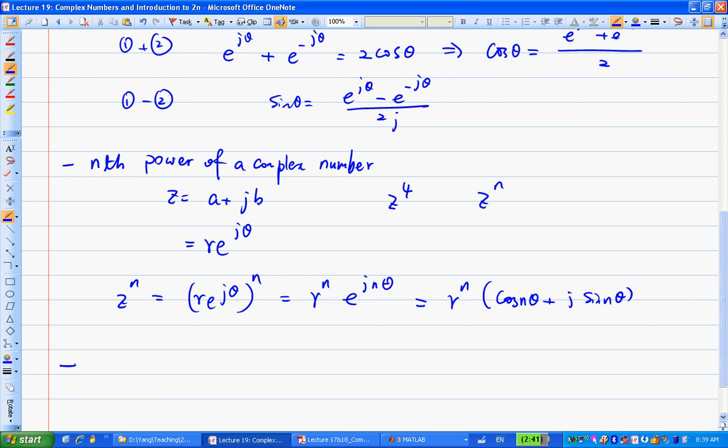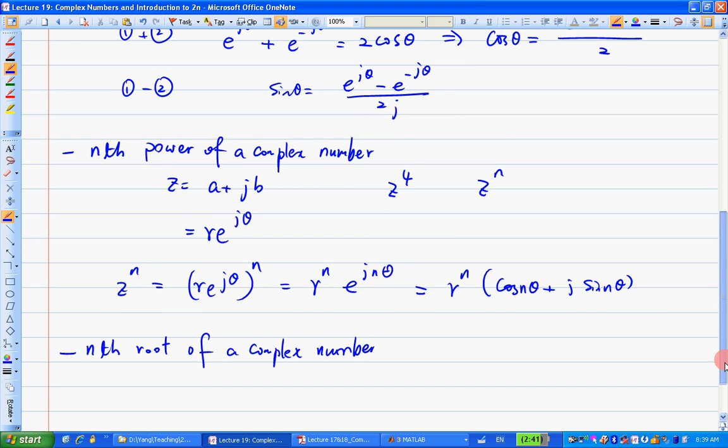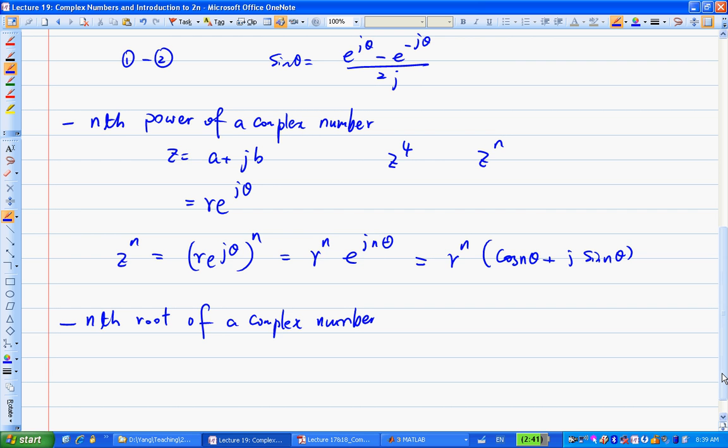So that naturally brings us to the next question. This is the nth power of a complex number, so the next one is called the nth root of a complex number.